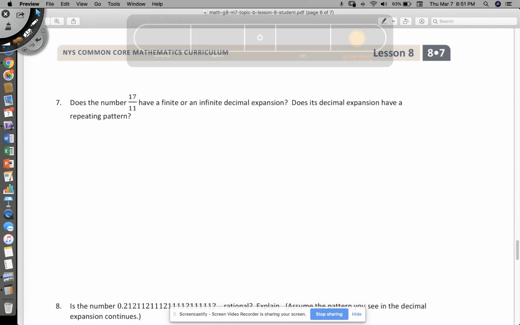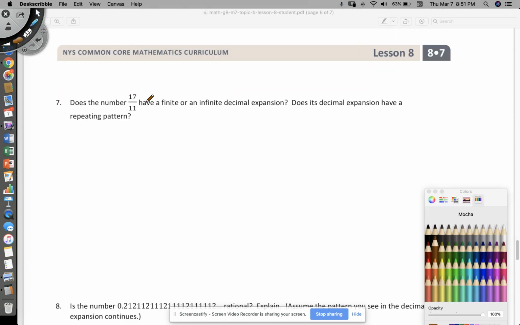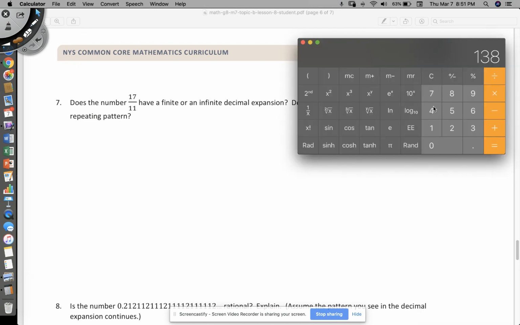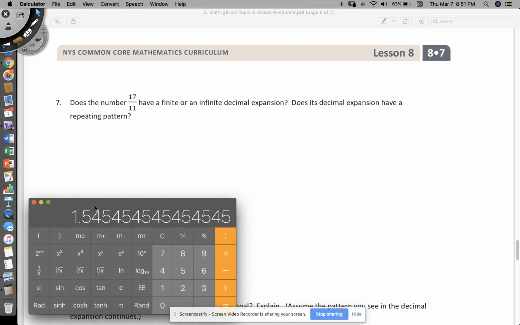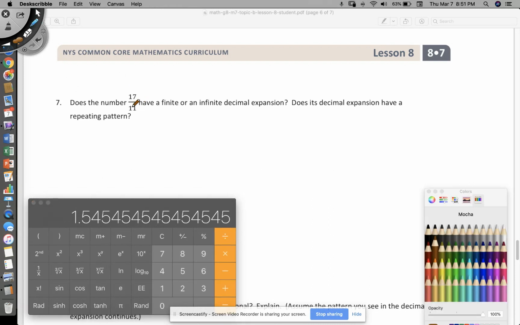So number 7 says, does 17/11 have an infinite or finite decimal expansion? Now we could just go ahead and grab our calculator here and say 17 divided by 11. All right, we can tell right away there's a repeat. So definitely this is infinite, okay? Another reason why is because 11 isn't a power of 10, which means 2 and 5 cannot divide into 11. 11 is prime. That also gives it away.